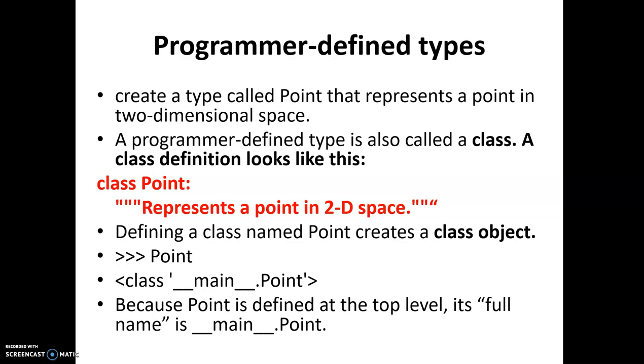In this slide, you need to create a point that represents a point in two-dimensional space. All of you know what two-dimensional space is, and you also know what a point is. Usually a point is represented with two values, referred to as the x-axis and the y-axis. A programmer defined type is also called a class. A class definition looks like this.